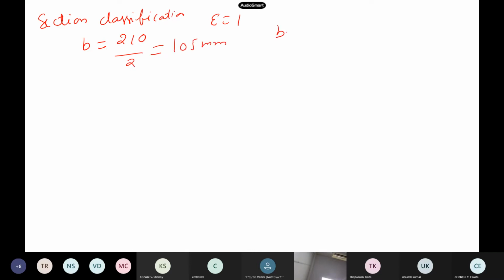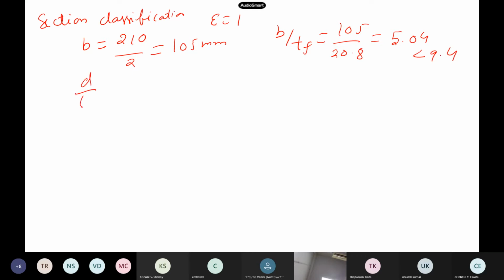And now what's the next step? What is it that you have to do once you have copied all the details? What's the next step in the design? Section classification. So you have to find out the section classification. This is the most important thing. So you know all the steps. Epsilon anyway is 1 because f y is 250. The width of the flange, so 210 by 2, that's the outstanding part, 105. So b by t f is 105 by 20.8. So this is 5.04, which is less than 9.4.